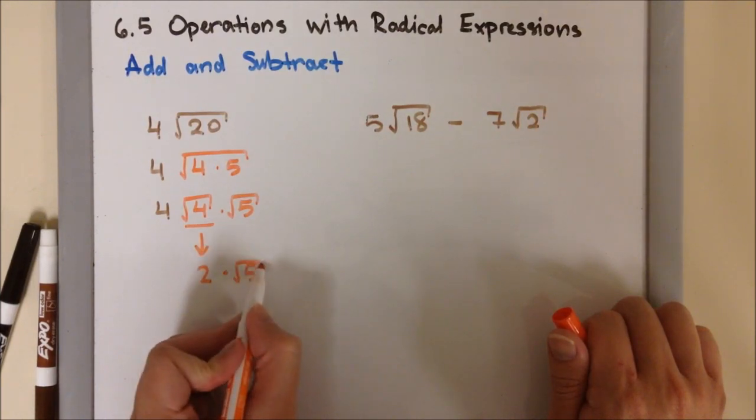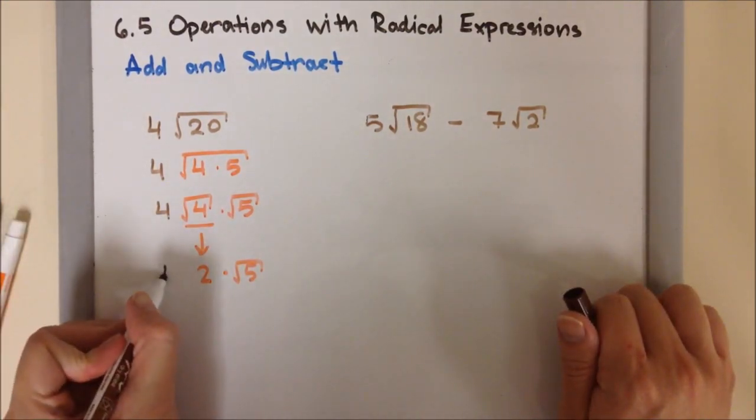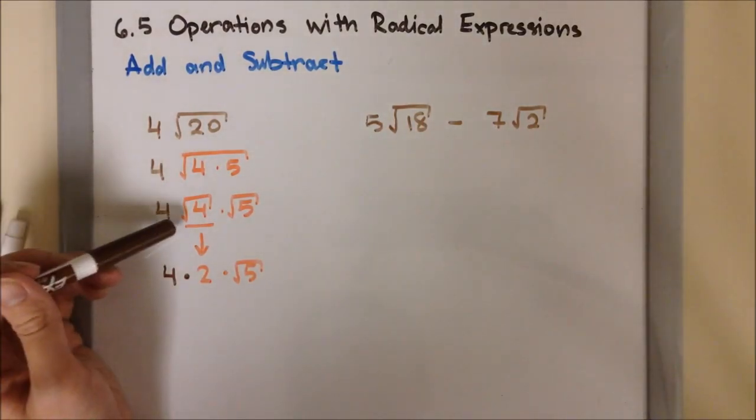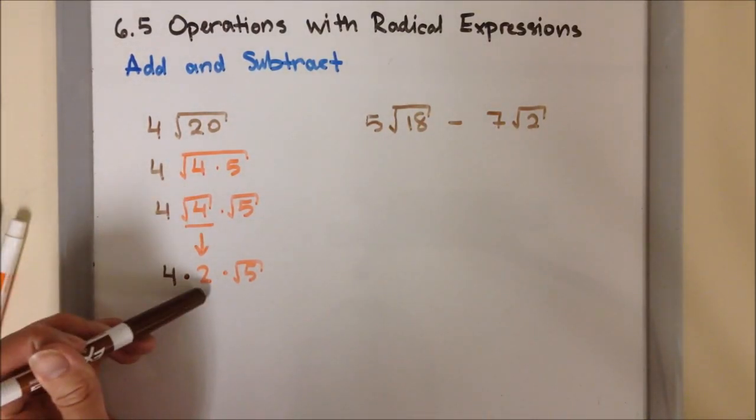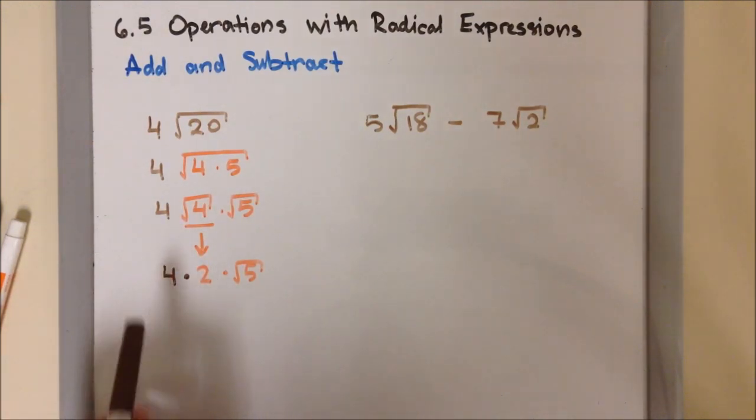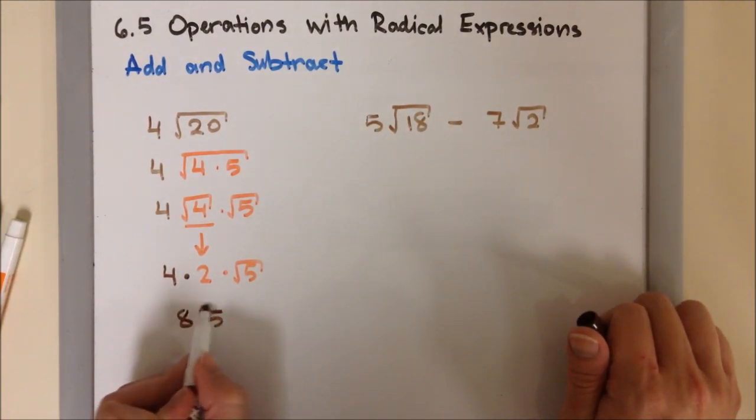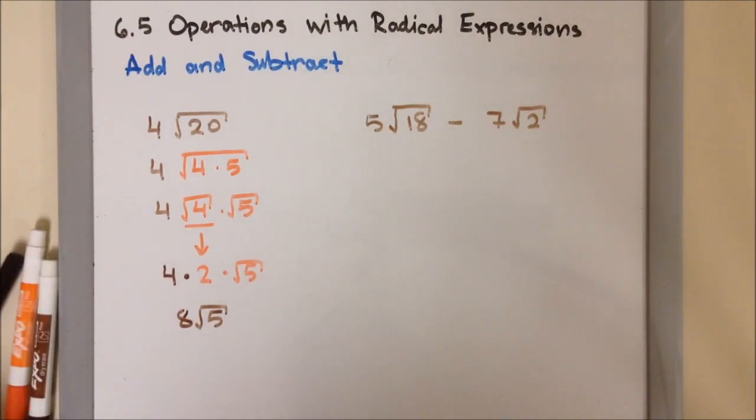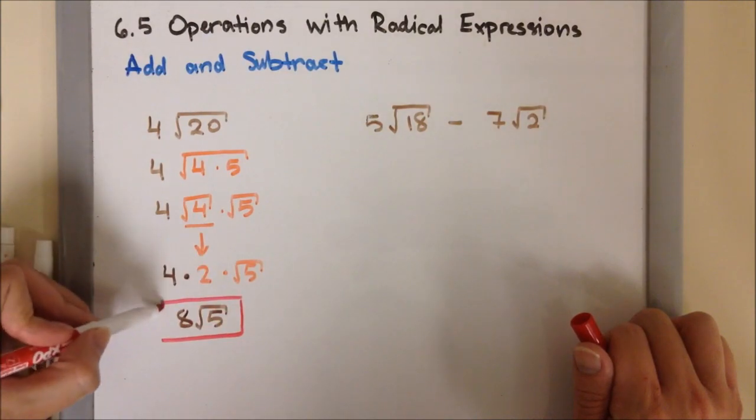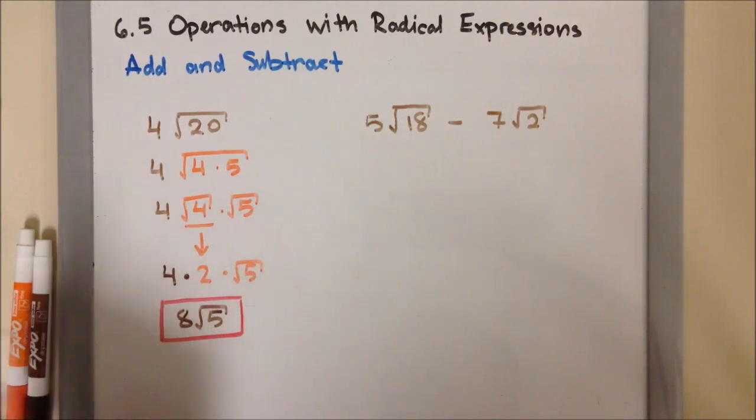And again, we're just multiplying. And then the 4, I'm bringing it down. And again, we're multiplying. Now, since we were able to do the square root of 4, which is 2, basically like a whole number, now I can multiply this 2 to the 4 that was outside. So it's going to be 8 square root of 5. So 4 square root of 20 will simplify and become 8 square root of 5.